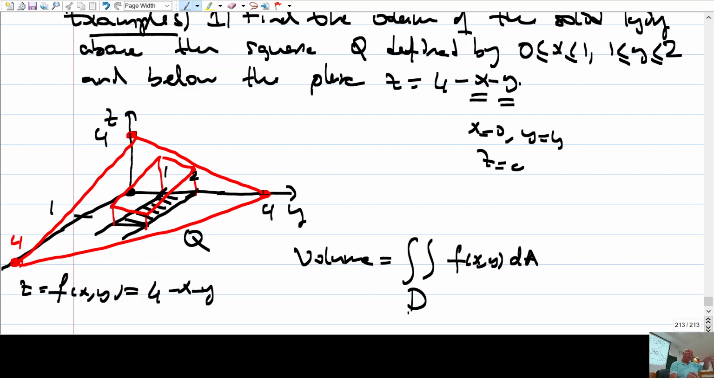This is the volume. At any point, you go up and you look at the height of the line from the bottom to the top.